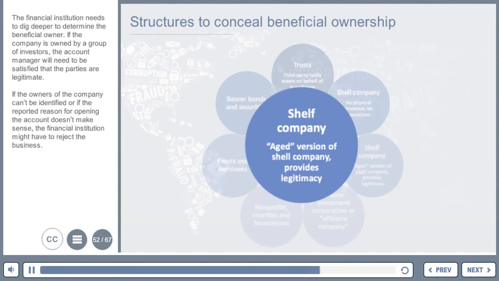The financial institution needs to dig deeper to determine the beneficial owner. If the company is owned by a group of investors, the account manager will need to be satisfied that the parties are legitimate. If the owners of the company can't be identified, or if the reported reason for opening the account doesn't make sense, the financial institution might have to reject the business.